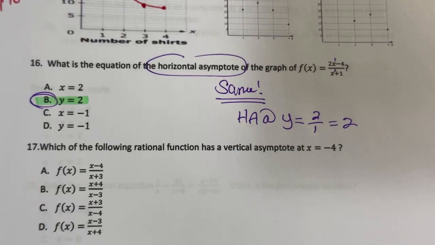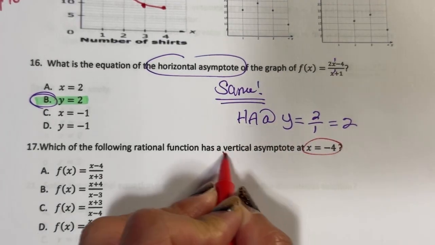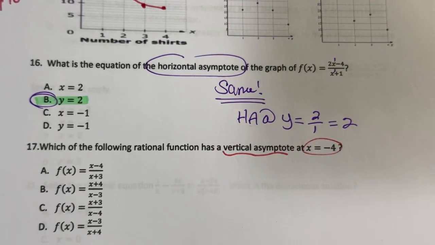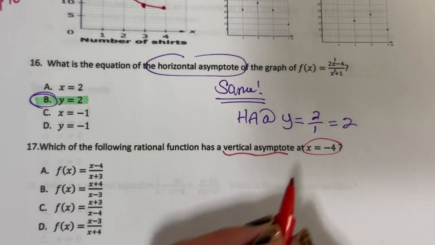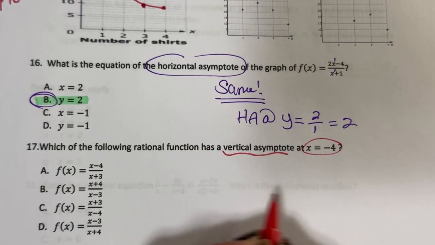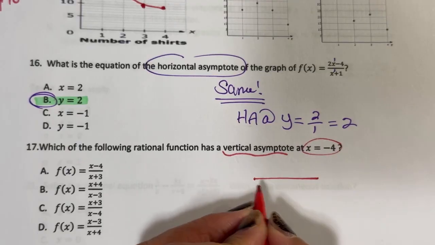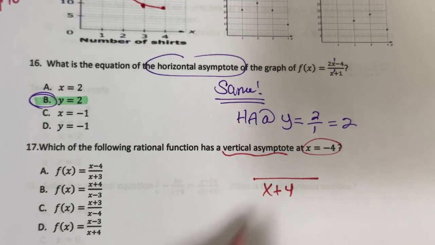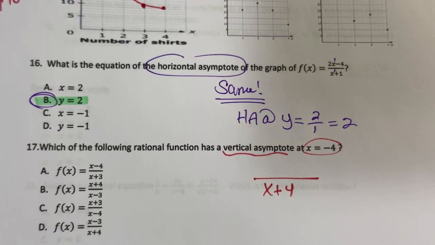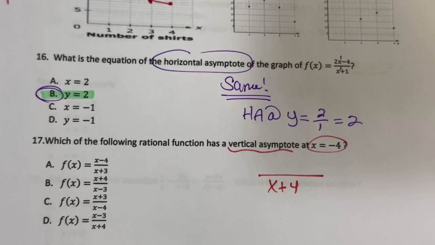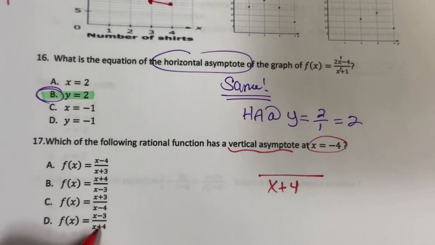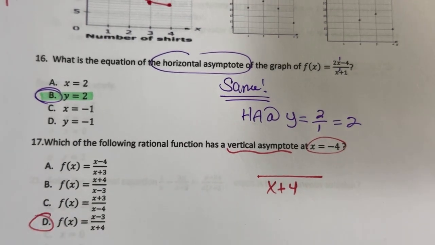Which of the following rational functions has a vertical asymptote at x equals -4? So we've got a VA. So that means that x can't be equal to -4 because that means it occurs in the denominator. So if you were to unsolve that and move that -4 back over, you'd have to add it. That means there should be a factor of x plus 4 in the denominator. So pick the one that has an x plus 4 in the denominator. There's only one. It's letter D.